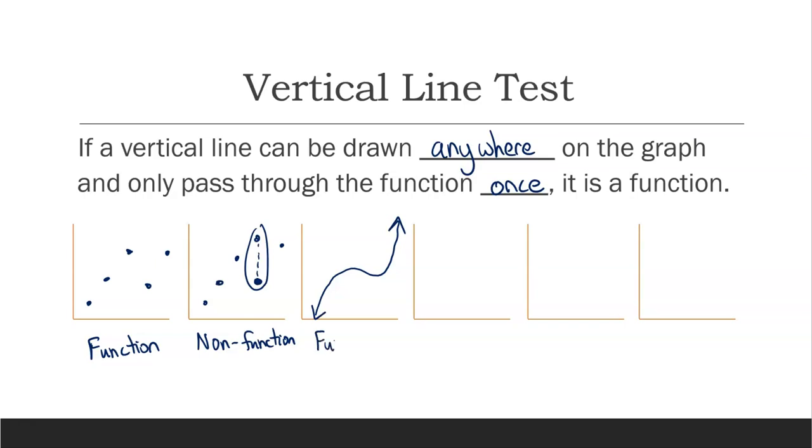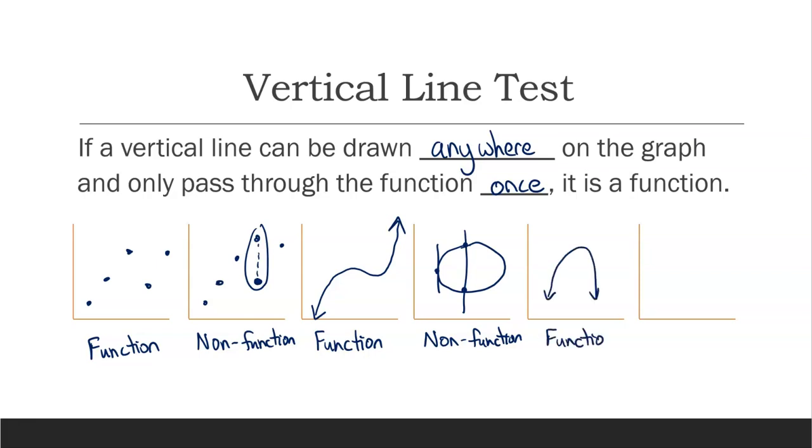The next situation here is a curve, likely a cubic. It's a function. There's no situation where the line would pass through twice. But if we have an ellipse or a circle or something like that, even though the one part at the left only passes through once, anywhere it passes through twice immediately disqualifies it as being a function.